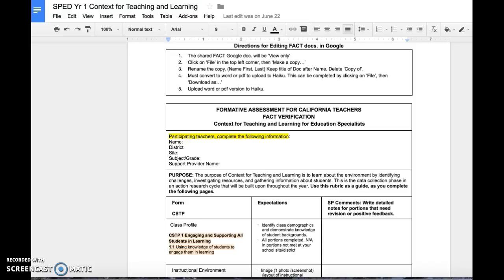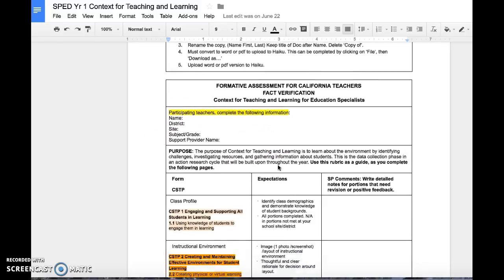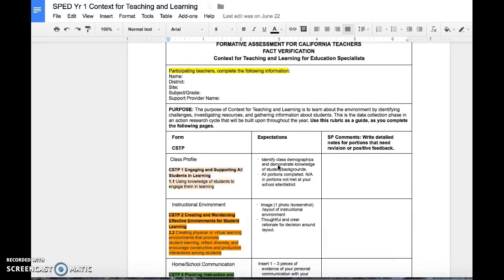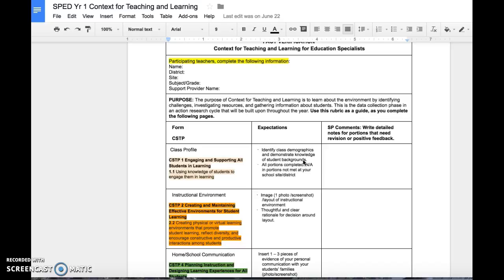Use this verification form as you complete the following pages. Participating teachers, please complete the following information. The rest of the verification form can be used to understand the expectations of the assignment, as well as provide an area for feedback from the support provider and second reviewer during the fact verification.